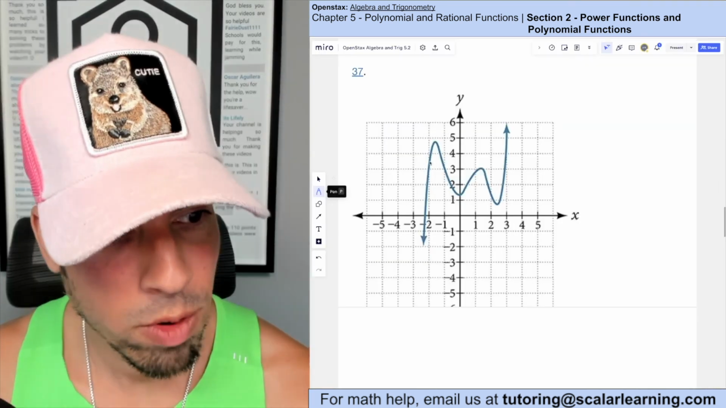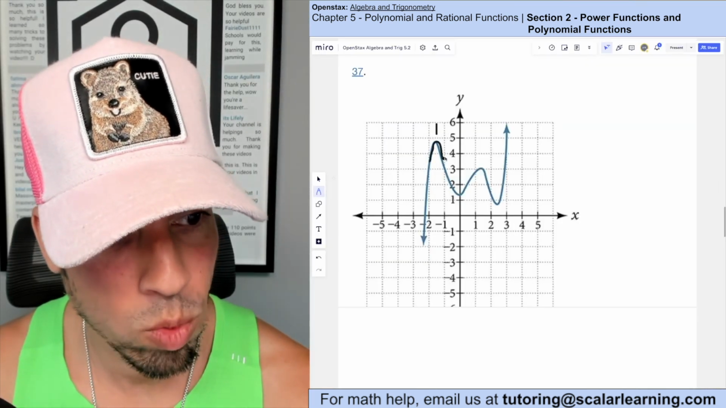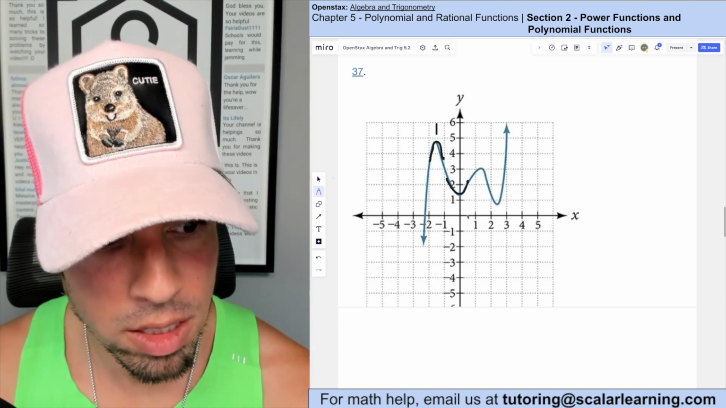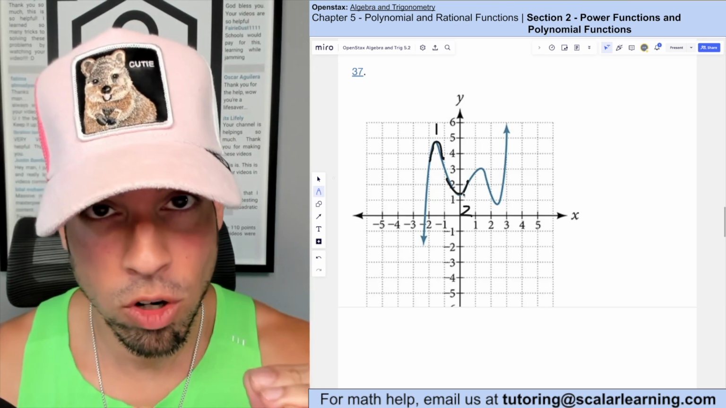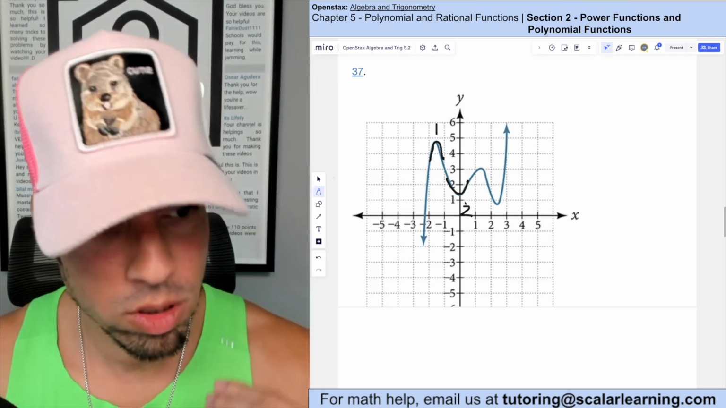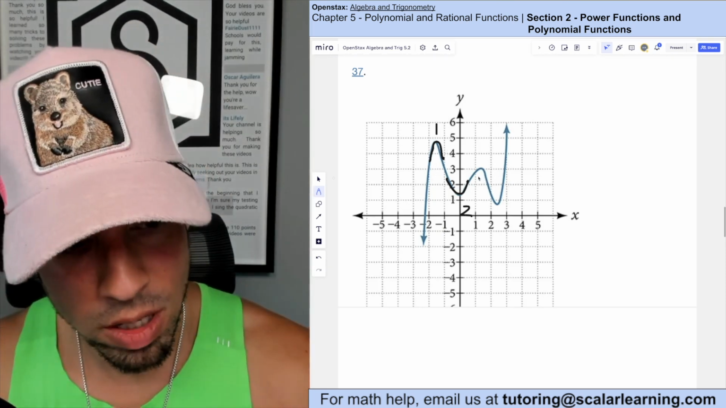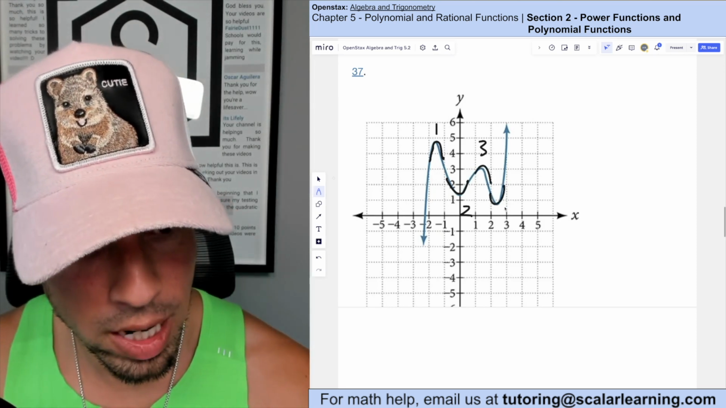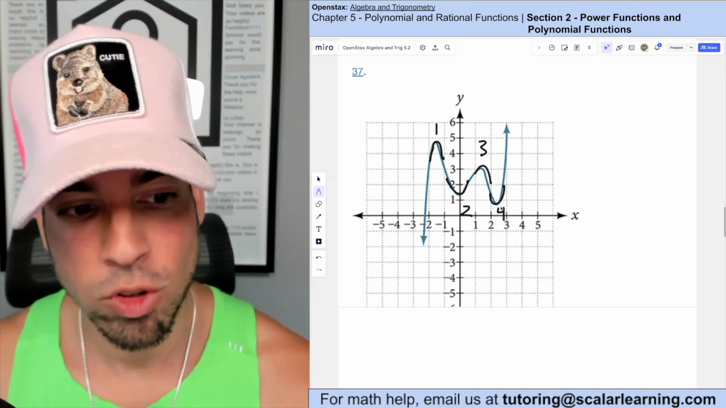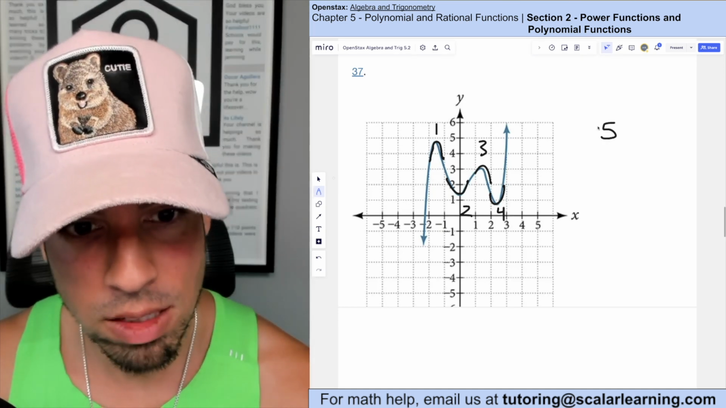For this one, we're going from positive to negative, that's 1 turn. Negative to positive, that's 2 turns, right? So again, to get the degree, we need to get the number of turns and then add 1, right? And turns are, again, going from negative to positive slope or vice versa. Another turn, positive to negative, that's 3. Another turn, negative to positive, that's 4. So if there's 4 turns, it must be at least 5th degree.